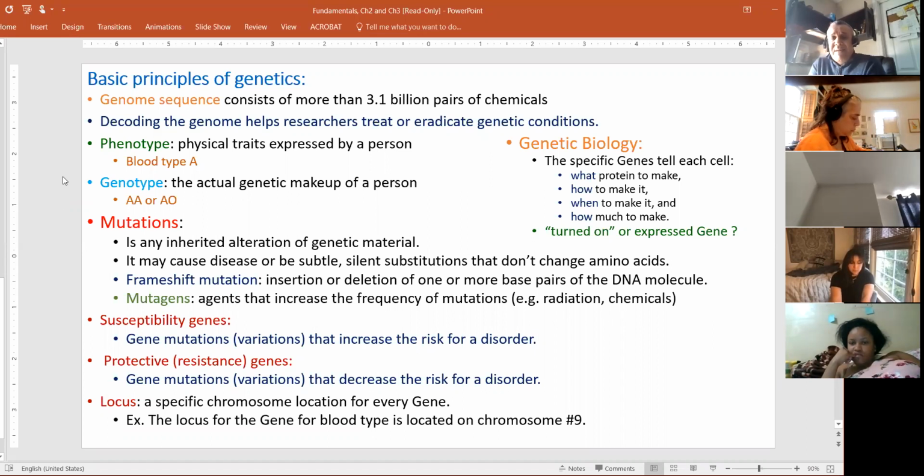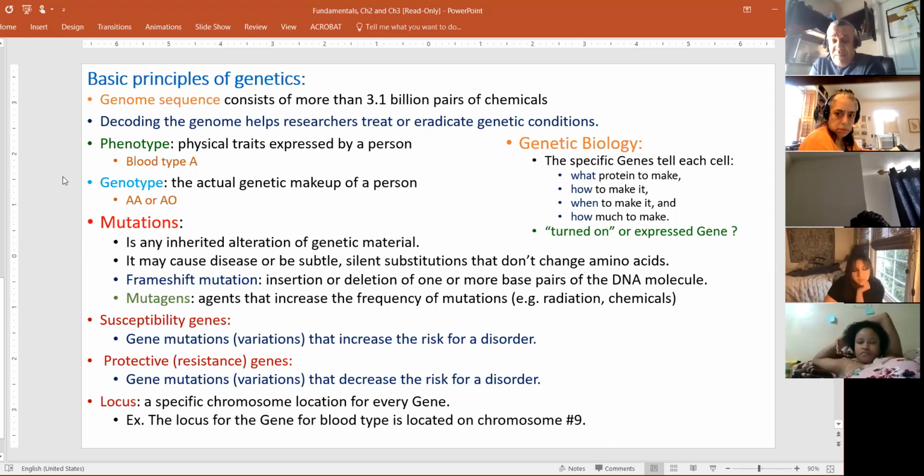I'm giving this example because there are also genes in the skin cells that are able to produce insulin, but the gene is turned off. In other words, it's not an expressed gene, so the skin cells are not going to produce any insulin. The only cells able to produce insulin are the cells in the pancreas. So this is an example of turned on and turned off genes. Turned on means expressed gene, turned off means not expressed gene.